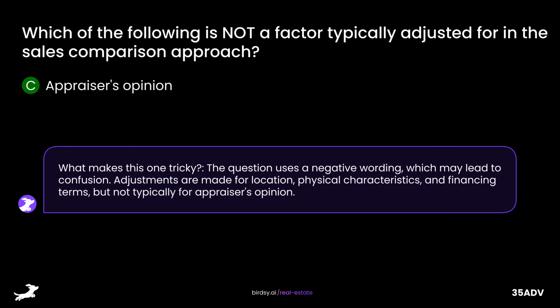What makes this one tricky? The question uses negative wording, which may lead to confusion. Adjustments are made for location, physical characteristics, and financing terms, but not typically for appraiser's opinion.